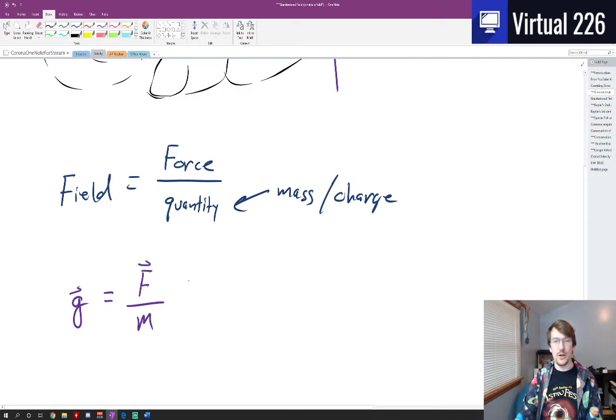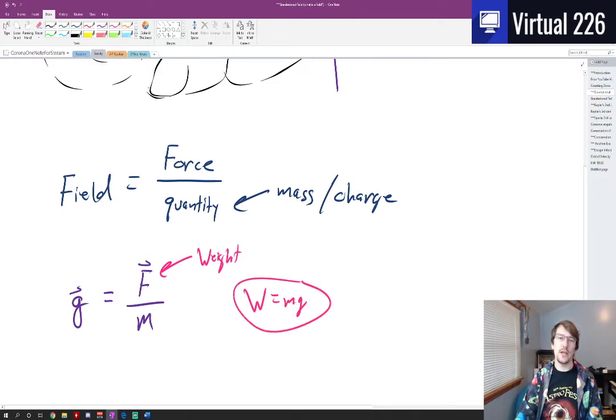This actually relates right back to this force. We would traditionally call that the weight, and we would say that weight just equals mg. So we already knew this equation. We're just writing it in a slightly different way to get the field out of it. So this is our gravitational field.